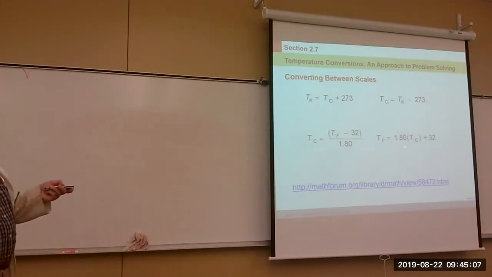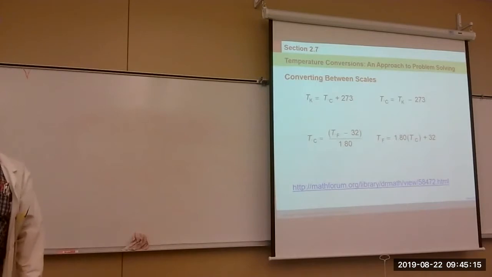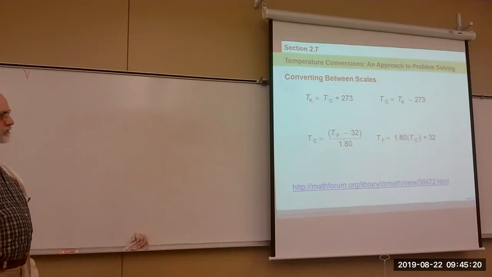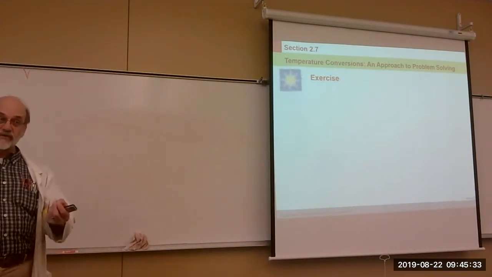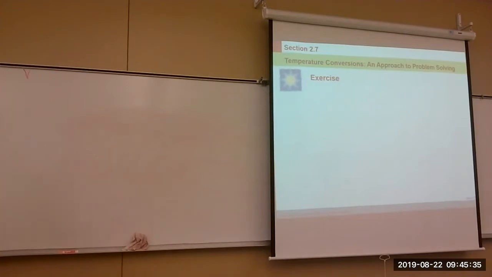But if you need to go the other direction, you just solve for this one, right? Fahrenheit minus 32 divided by 1.8, or times 5/9. So it's like any algebraic formula. If you've got a formula in one unknown, you can solve for it. If you've got two unknowns, then you either have to find out what one of those unknowns is, or have two simultaneous equations. Then you can solve for it. That's just algebra.